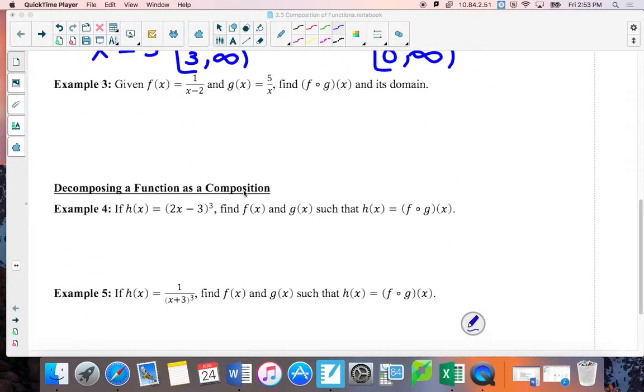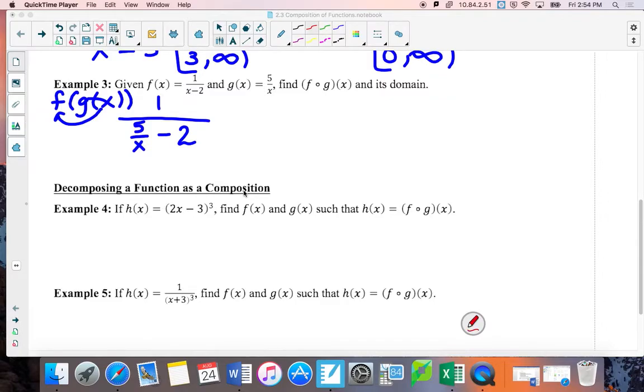Example number 3, we have f of x and g of x. We're going to find f of g of x. I always rewrite it because now I can see that I'm putting g into f. So I'm going to start writing f: 1 divided by, oops, I see an x. So I'm going to put g of x in for that x. 5 over x minus 2.